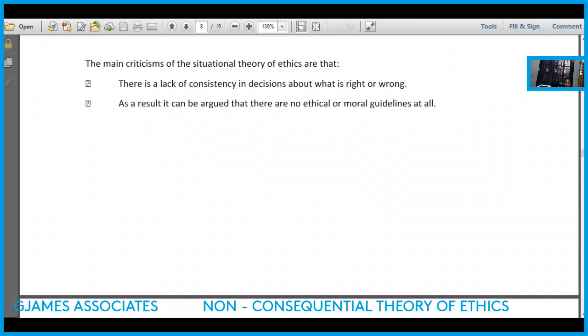Also, another potent criticism of situational ethics is that as a result of inconsistency in our actions due to the moral philosophy that we believe in, it can be argued that there are no ethical or moral guidelines that are even guiding our behavior.